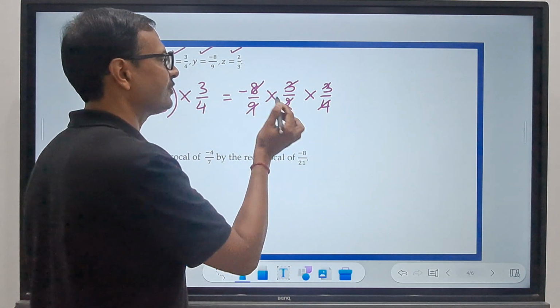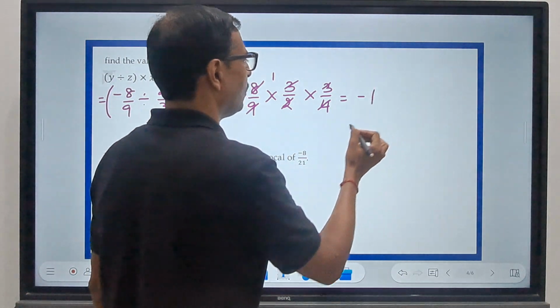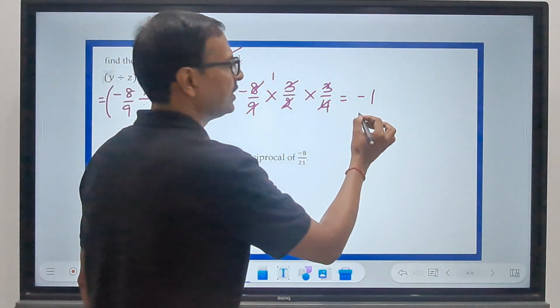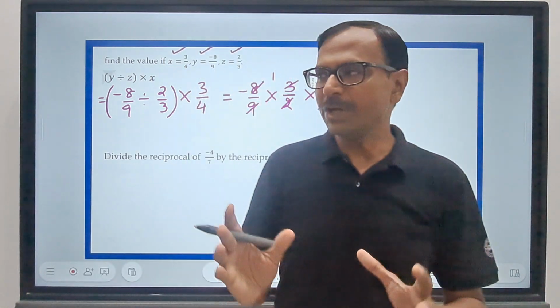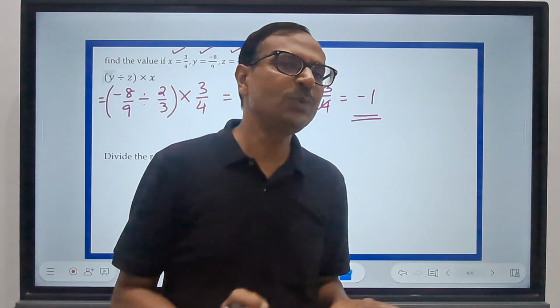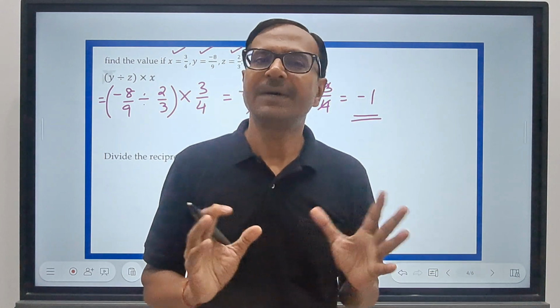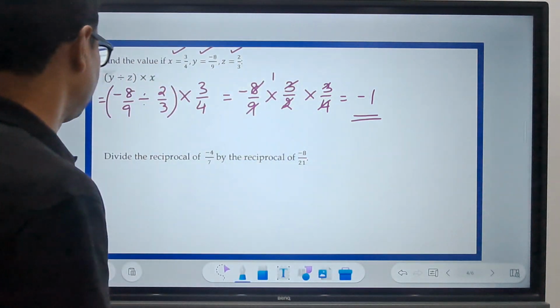So what are we left with? It's just 1 upon 1, right? And 1 upon 1 is 1 itself, and there is a minus sign. So the answer for the question is minus 1. The question looked a little difficult because there were big fractions in there, but when you start solving it, things become easy. Let's see the next one.